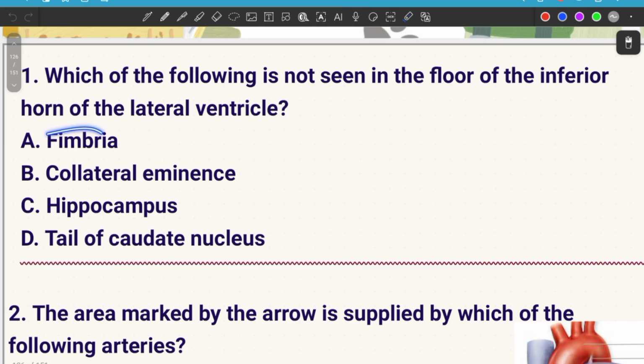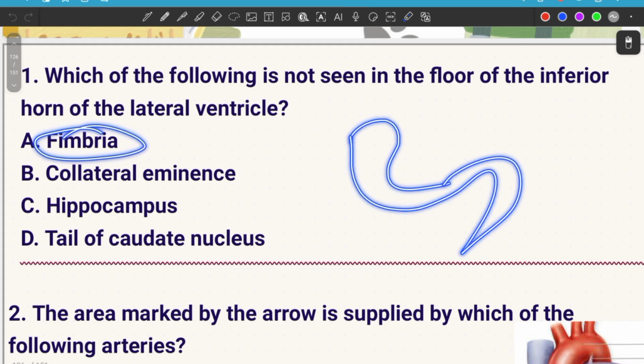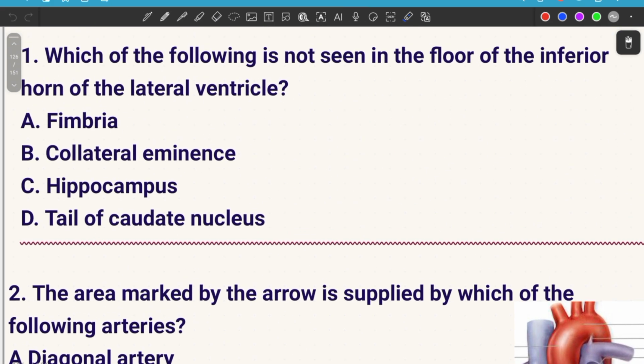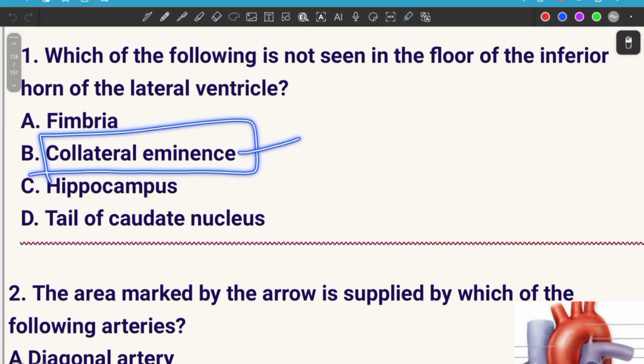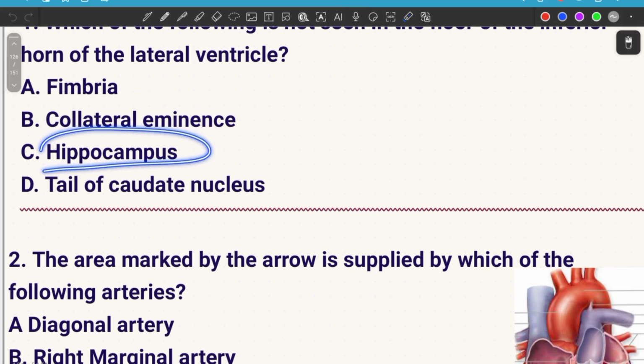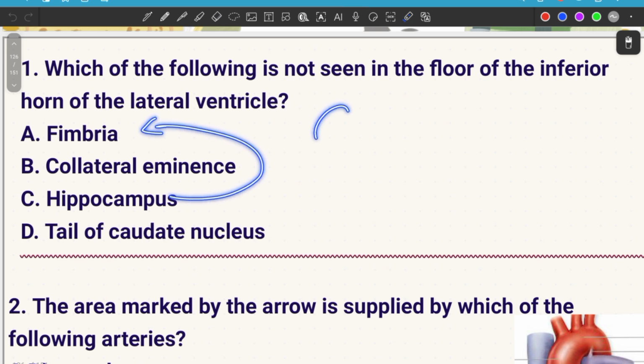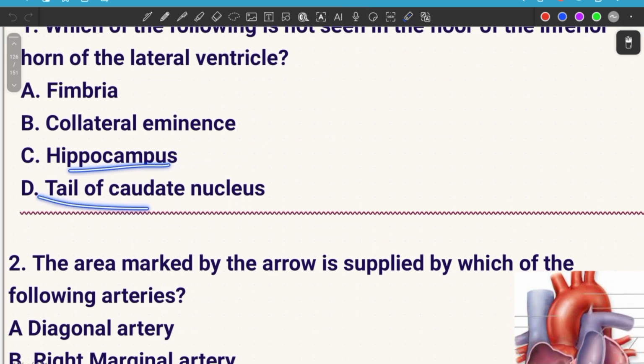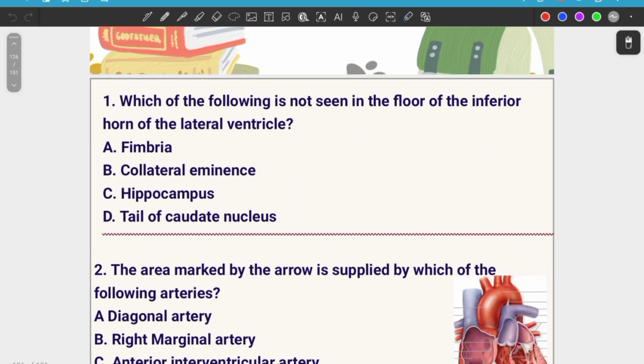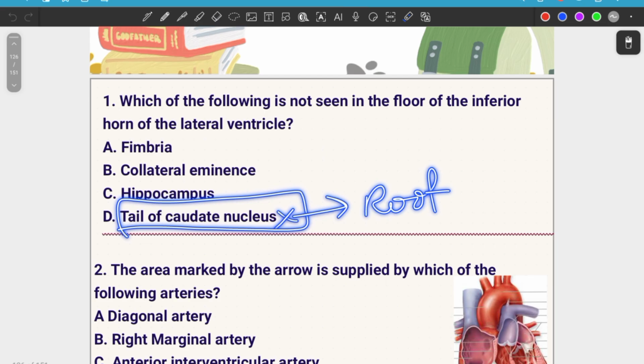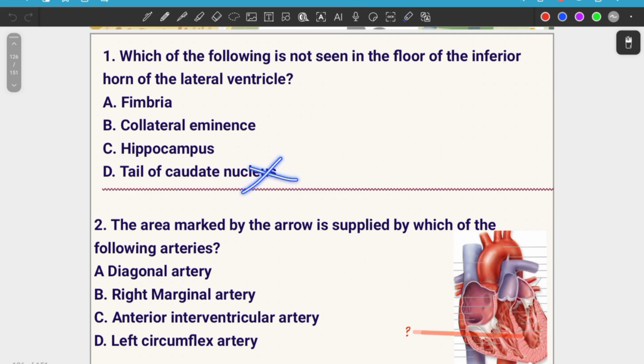Fimbriae, yes, I have shown it like this, one snake type, isn't it? Here the fimbria will come, the fimbria of the fornix, yes, it forms. And next, the collateral eminence, yes, we saw. It is formed by the collateral sulcus, isn't it? Yes. Hippocampus, yes, you can see near the fimbriae. The tail of the caudate nucleus is not forming the floor. It forms a roof of the inferior horn of the lateral ventricle. Hence, this is not forming a floor.